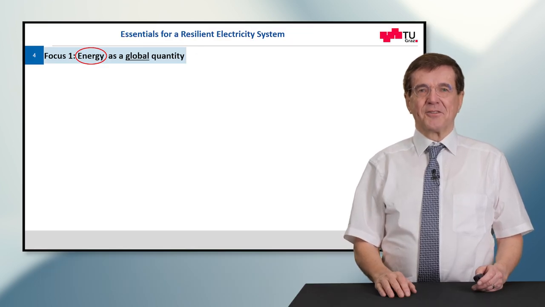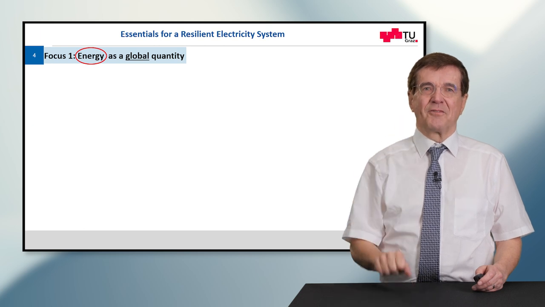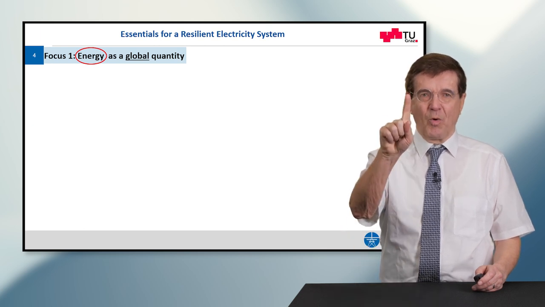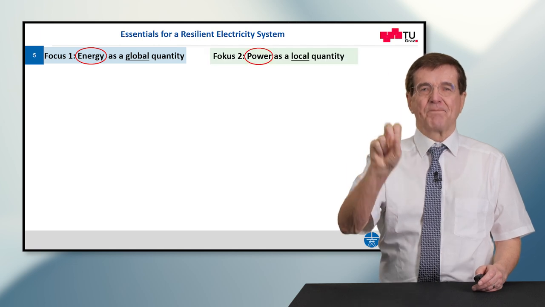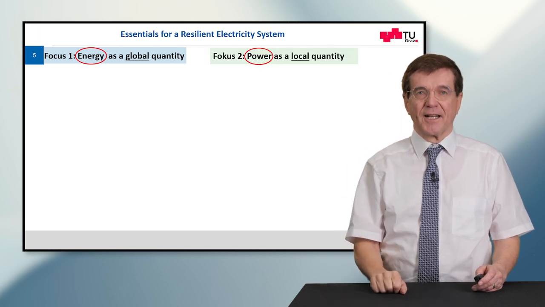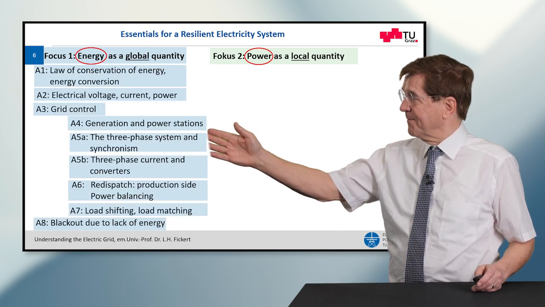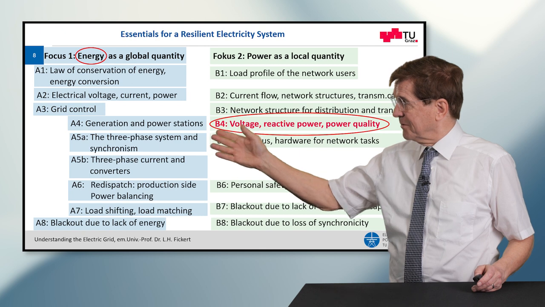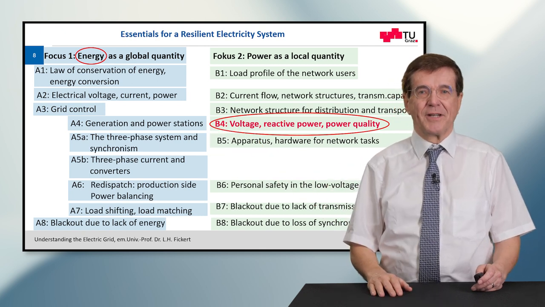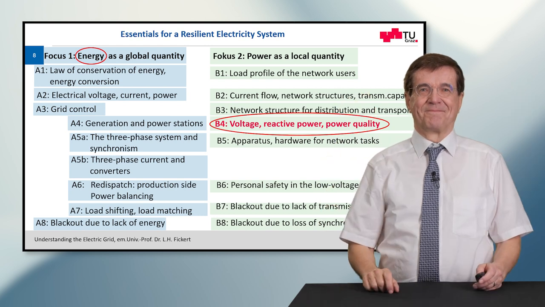So, to understand a resilient electricity system, there are two strains of explanation and focus. Focus number one is energy as a global quantity. Focus number two is power as a local quantity. And for the sake of completeness, I show you the full content of my course. But today, we would like to concentrate on voltage, reactive power and power quality. Now let's get started.